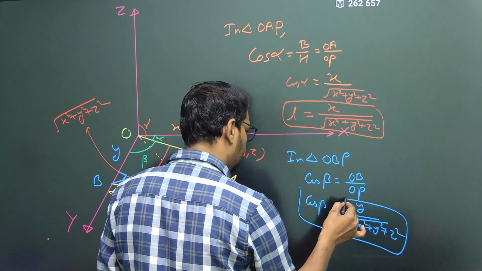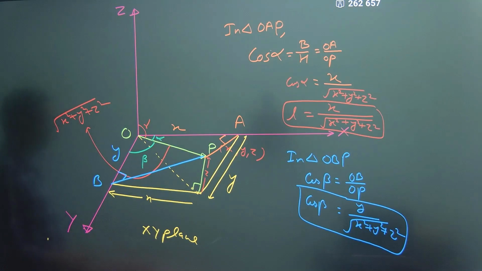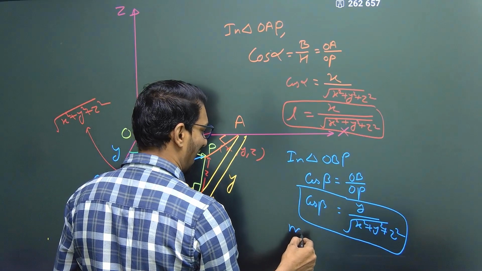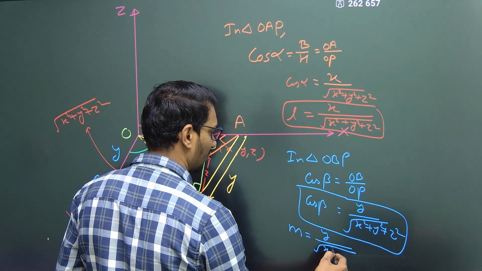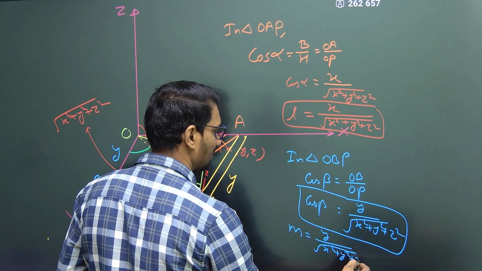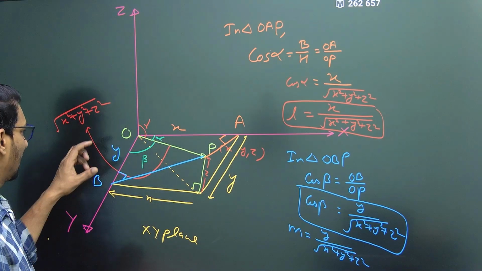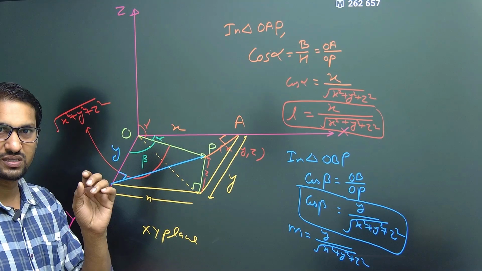So cos beta is y upon square root of x square plus y square plus z square. Clear? And cos beta is nothing but m. So m is y upon square root of x square plus y square plus z square. In the same manner, we can also find out n, that means cos gamma.